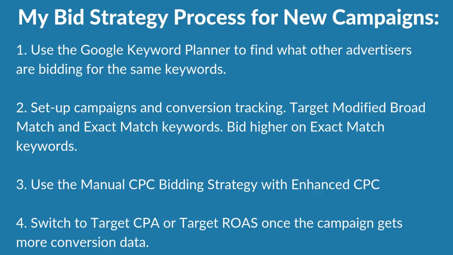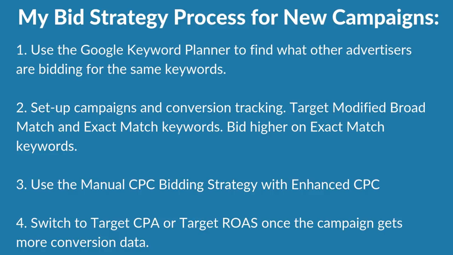Enhanced CPC allows Google Ads to increase or decrease your bids when a conversion is more likely or less likely. So as you start getting more conversion data, Enhanced CPC will allow Google Ads to increase and decrease your bids to help drive more conversions within your budget.